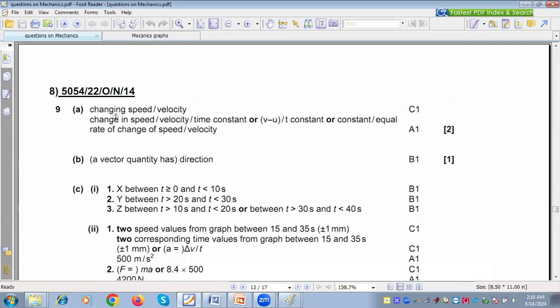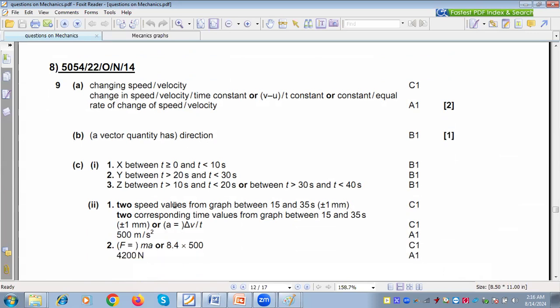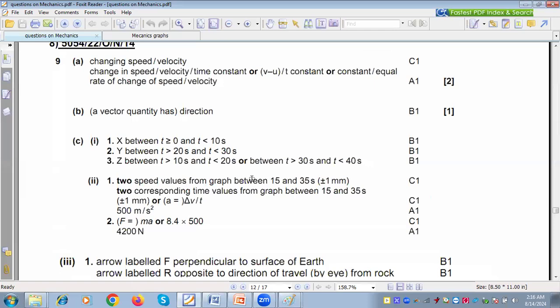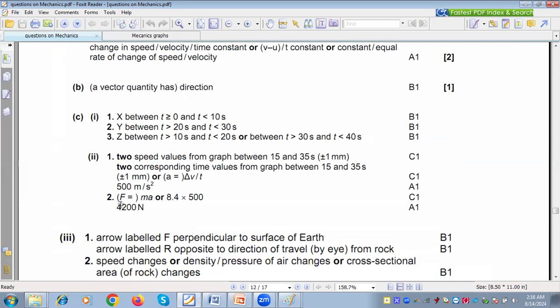Let's see the marking scheme. Changing speed or velocity, and that is the acceleration, uniform acceleration. The answer: the vector quantity has direction. All these we have marked, X, Y, and Z, two values. Then that is to be calculated: 500 meters per second squared. We were getting 520, so that is okay. And then our answer was also 4,000 something.